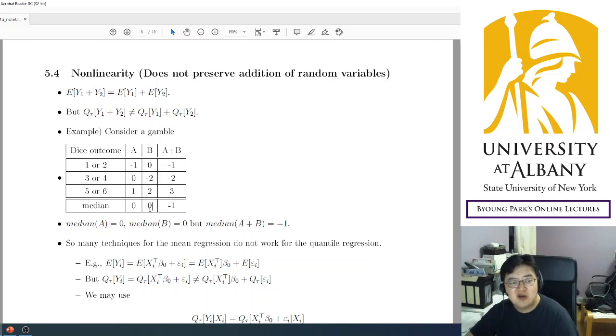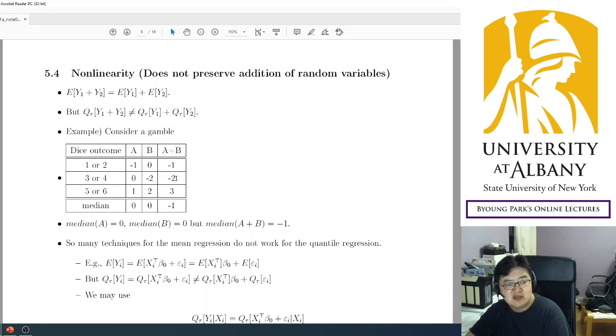Now let's think about playing both games. So you are betting on both A and B. If you see 1 or 2, your total outcome is minus 1. 3 or 4, the total outcome is minus 2. And 5 or 6, you get $3. Then there are three outcomes, minus 2, minus 1, or 3, and these three outcomes are equally likely because they are determined by the dice. If the dice is fair, the probability is exactly 1/3 for each of the outcomes.